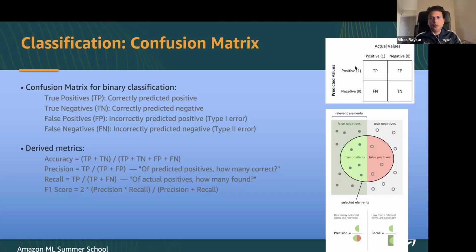So based on these four things, you can define your error metrics. The derived metrics, the first one is accuracy. Among all these four, what are the correct predictions? That is TP plus TN divided by the counts of all the four.